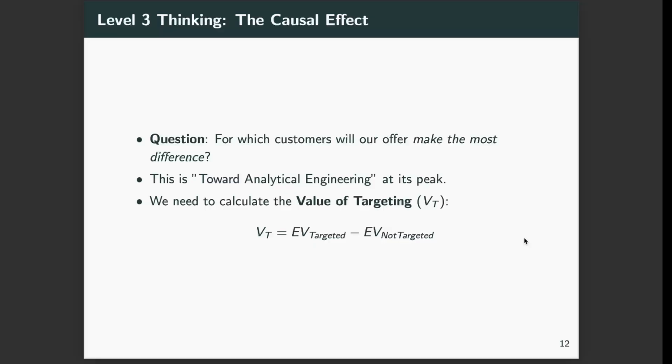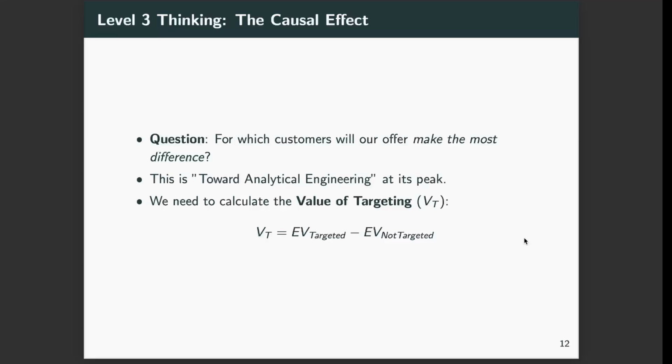To answer this question, we define a metric called the value of targeting, which we write as V sub T. This is the net business benefit of contacting a specific customer with our retention offer, compared to not contacting them at all. The formula for V sub T is V sub T equals EV sub targeted minus EV sub not targeted. In words, the value of targeting a customer is the expected value we receive if we target them, minus the expected value we would receive if we do not target them. The difference between these two expected values is what our intervention is worth. If this difference is large and positive, the intervention is highly effective. If the difference is small or negative, the intervention is wasteful or even counterproductive.